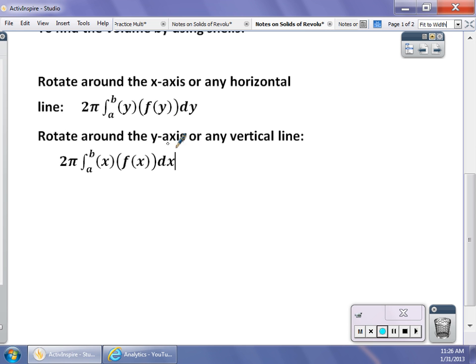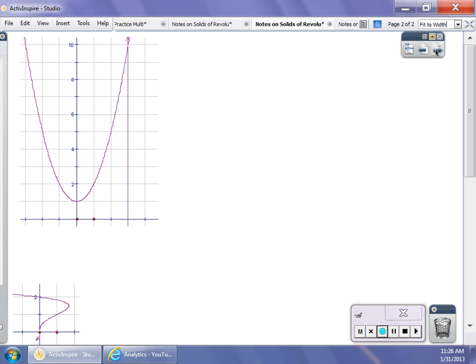If we do the y-axis or a vertical line, then x is my variable of integration. That's why it's dx. x is my radius, and remember we could change where it's revolving around, and then it's going to change the radius a little bit. And then f of x is going to be the height of your cylinder shell. Let's look at a couple of examples.